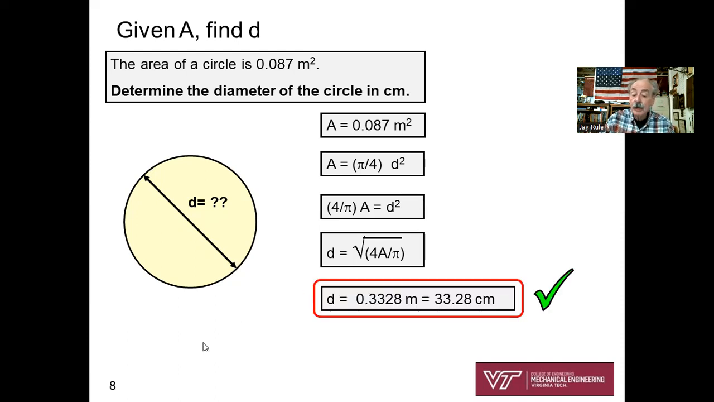And so you solve for d and you look at your units. Okay, d is 0.3328 meters. And in the problem statement, it said express your answer in centimeters. So we simply move the decimal place 2 places to get 33.28, or 33.3 centimeters. A good starter problem. Okay, let's look at another problem.